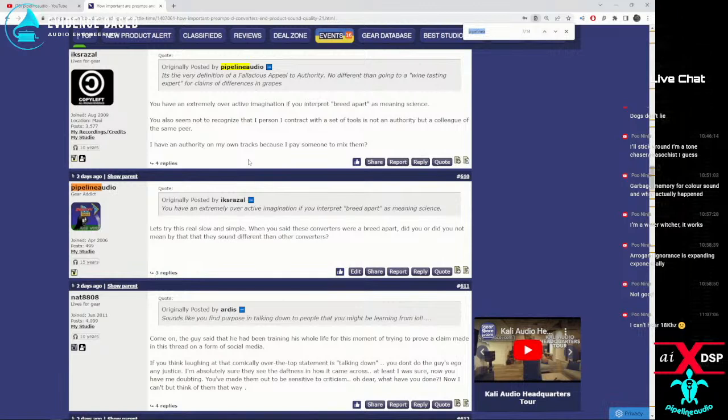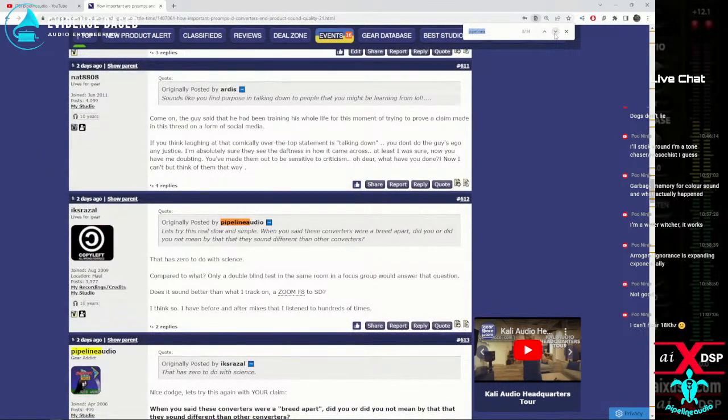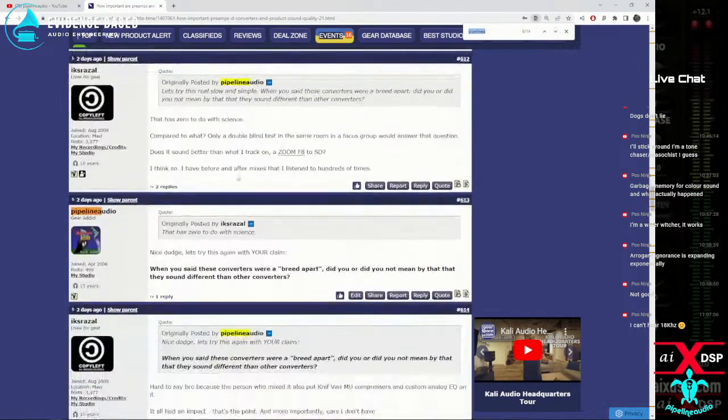So I say, let's try this real slow and simple. When you said these converters were a breed apart, did you or did you not mean by that they sound different from other converters? Again, let's just be honest about what your claim is. So he says, that has zero to do with science. I said, nice dodge. Let's try this again with your claim.